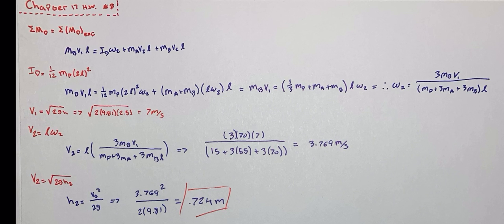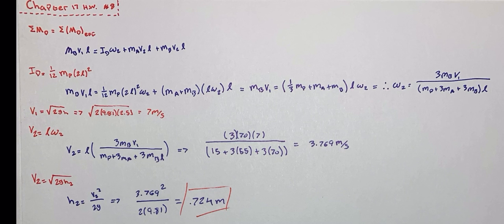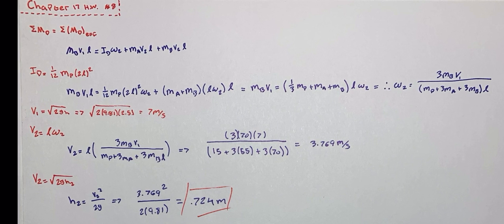And then we know that V1 is equal to the square root of 2gh. Knowing that, we can solve for V1. We know that V2 is L times omega. Combining all of those together, we should be able to solve for V2, which is 3.76 meters per second. And using that, we can plug that into V2 is equal to the square root of 2g h2, and solve for the height that the gymnast should reach, which should be about 0.72 meters.